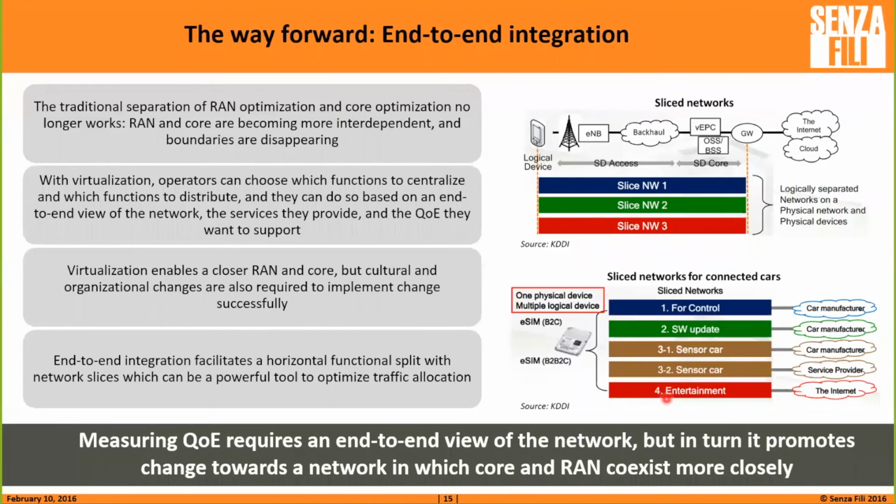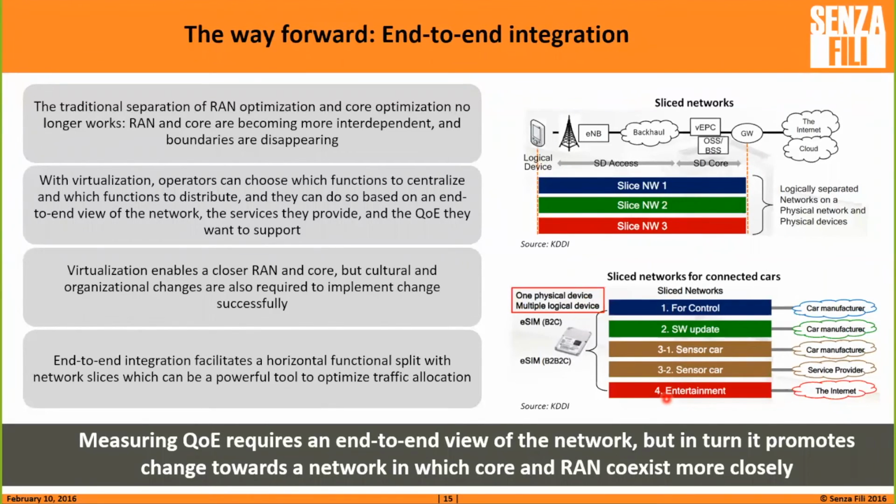Now, end-to-end integration is another interesting aspect of it, and this is what I was talking about at the beginning: the traditional separation of RAN and core optimization, or RAN and core elements of the network, no longer works. The two are becoming more dependent on each other, and the boundaries are disappearing, and that's good, because you can optimize for both at basically the same time, and you can use your resources more efficiently.